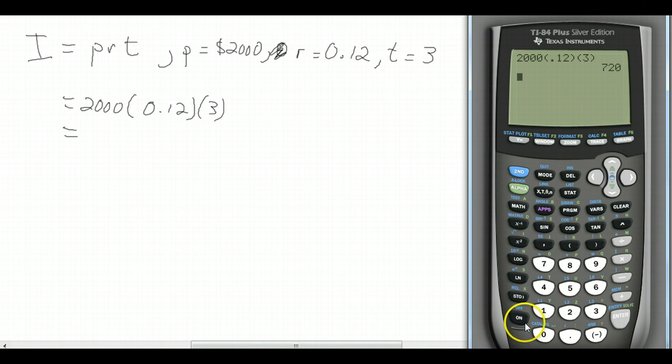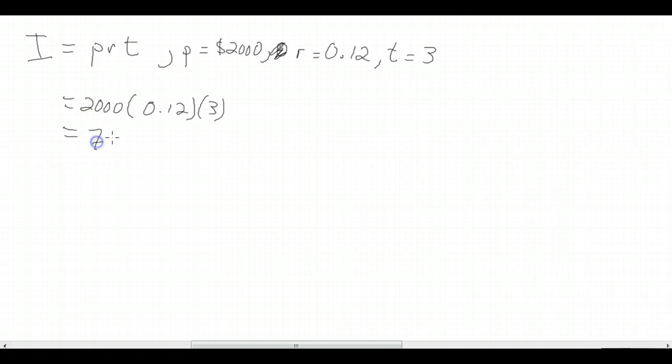And that's equal to 720, or $720 in this case. As the amount was 2,000, so let's put the units in this case, a dollar sign. Okay, so we substitute in.